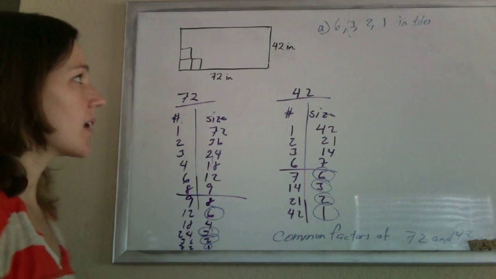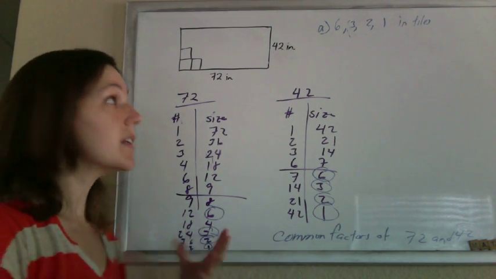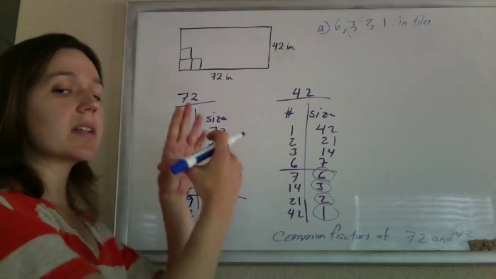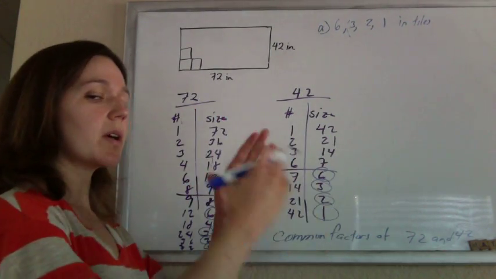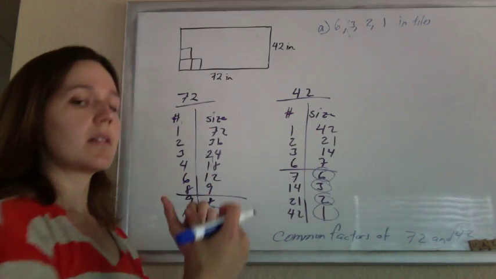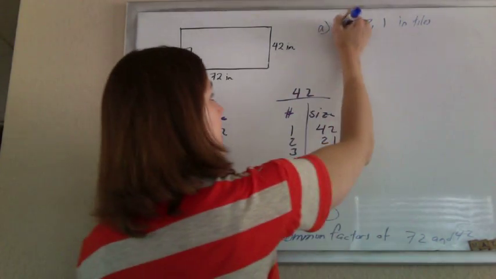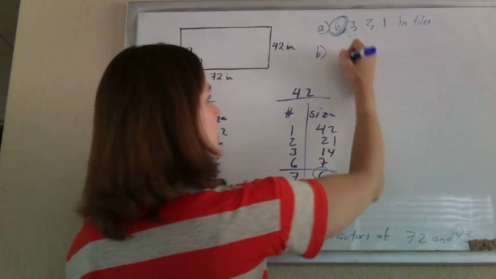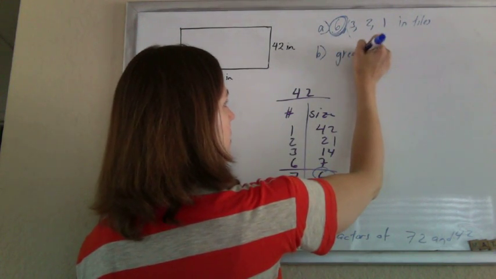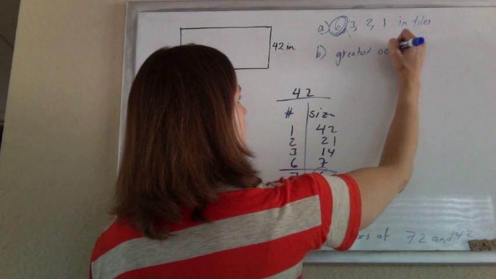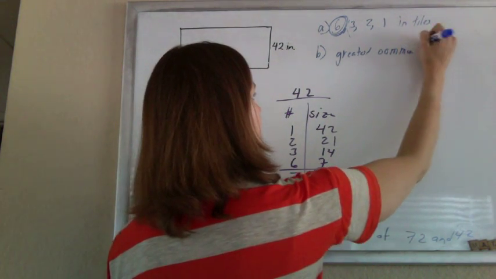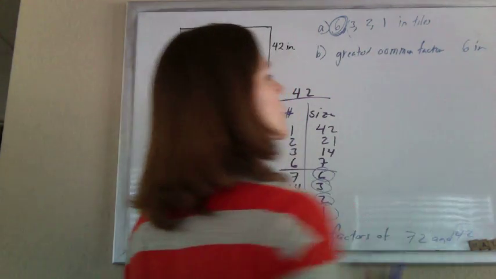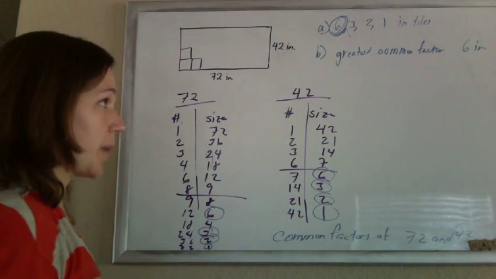Now the next thing they ask is, what if we want to use the least amount of tiles possible to fill the space? Well, if we want to use the least amount possible, we want to use the biggest tile. So in this case, we want to use 6, and that biggest one is the greatest common factor, right? The greatest common factor is 6, so we're going to want to use 6-inch tiles to fill the space.